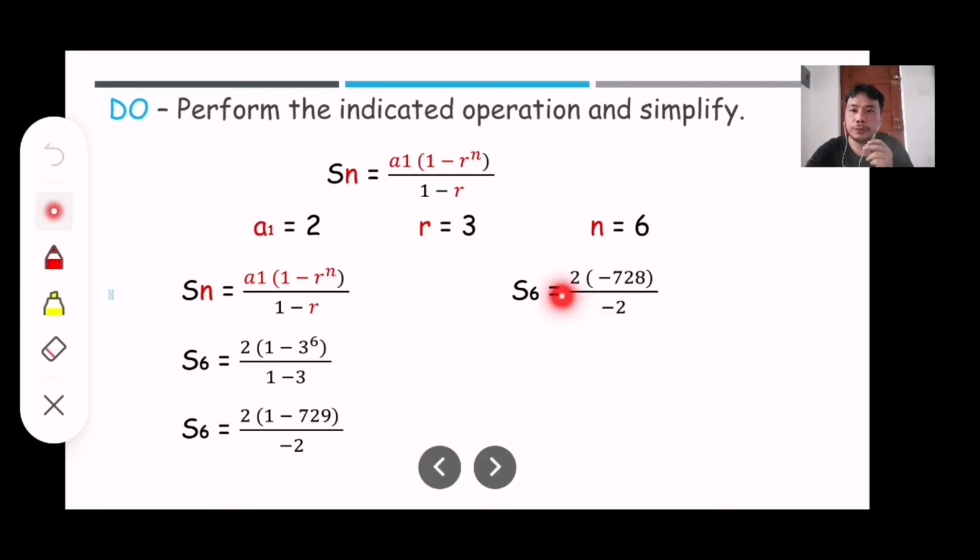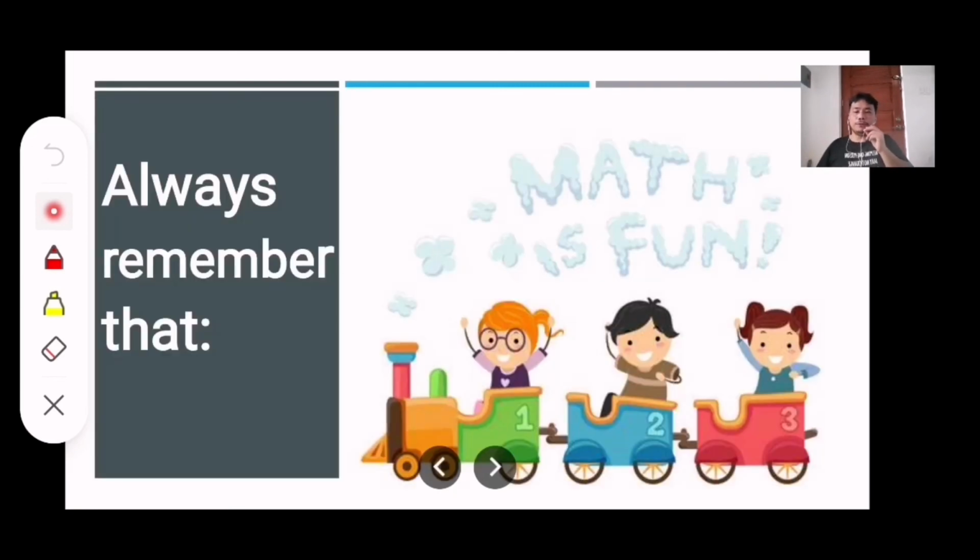The next thing to do is to multiply the numerator. 2 times negative 728, that will be negative 1,456. Then divide it by negative 2, that gives us positive 728. Okay, that will be all for today.